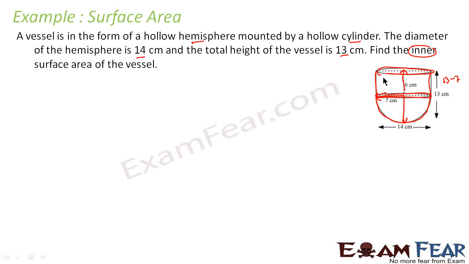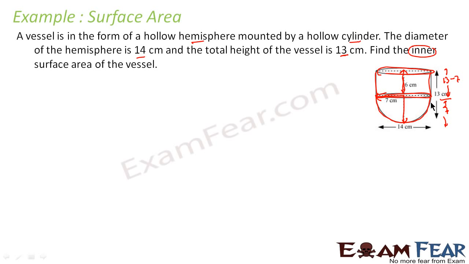Just understand. The question says the total height was 13. So from the total height, I knew the height of the hemisphere is 7, so I subtracted this 7, and this will be 13 minus 7, correct? Because the whole thing is 13. So I got this as 6 centimeters. The first thing that should come to our mind is understand the question properly, draw the diagram, and then put all the values. Find radius, height, everything.